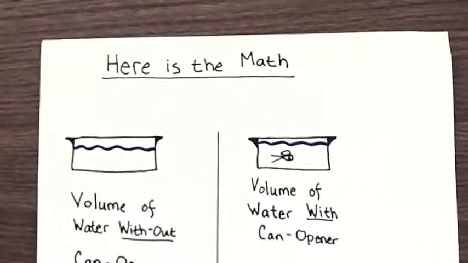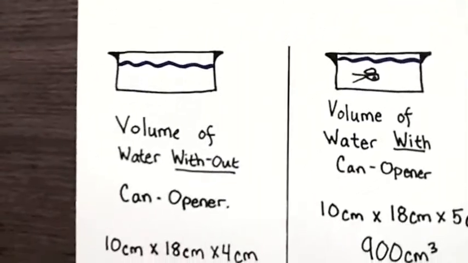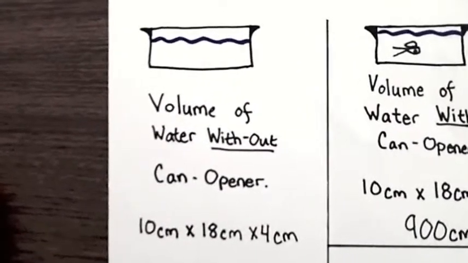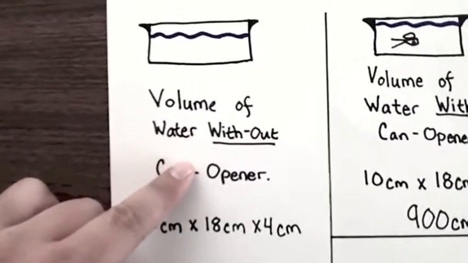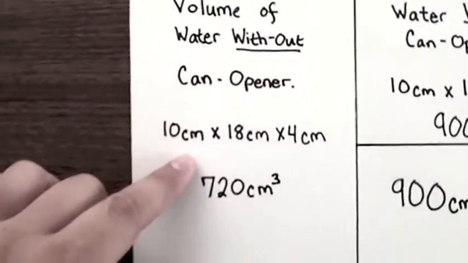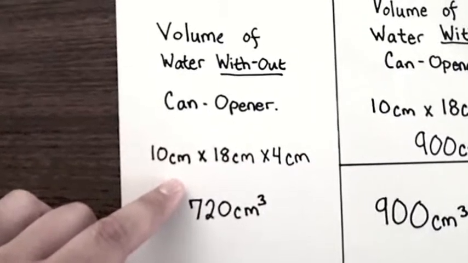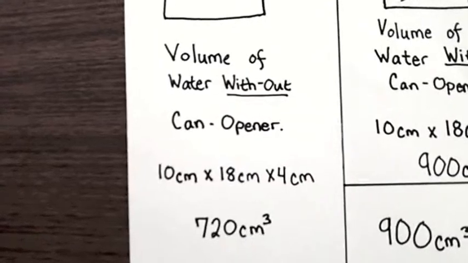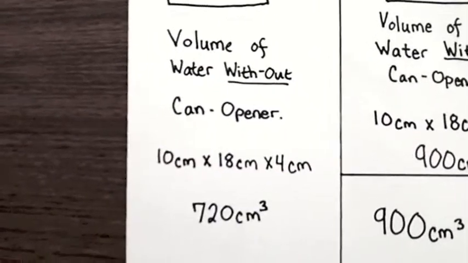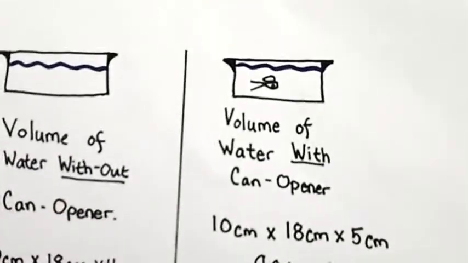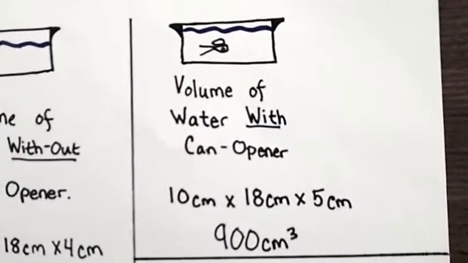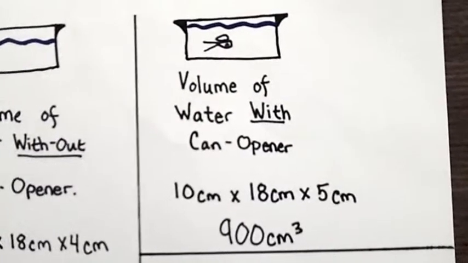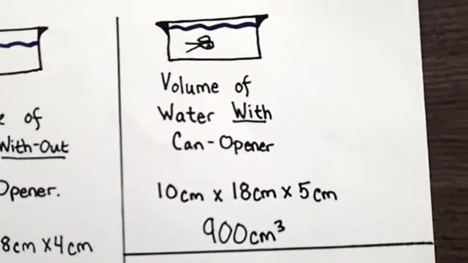So just to review one last time, you begin with the volume of the container without the object, so in this case, without the can opener. And here is the simple math to find the volume of just the water inside the container. 10 times 18 times 4 is 720 cubic centimeters. Next, you want to put the can opener inside the water. Excuse my crude drawing of the can opener. I do math, not art.